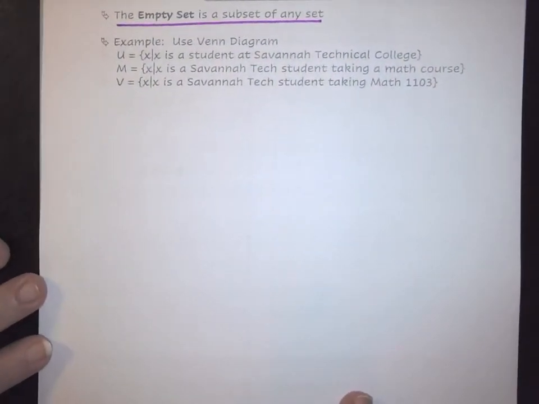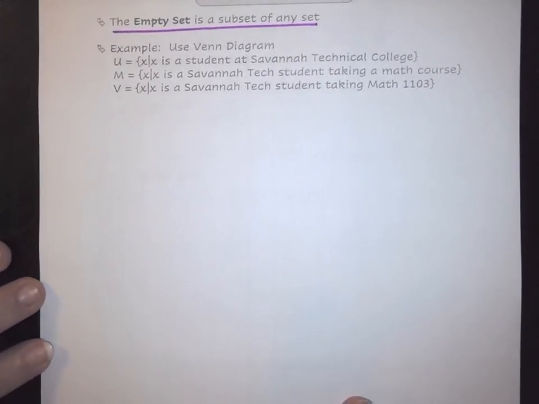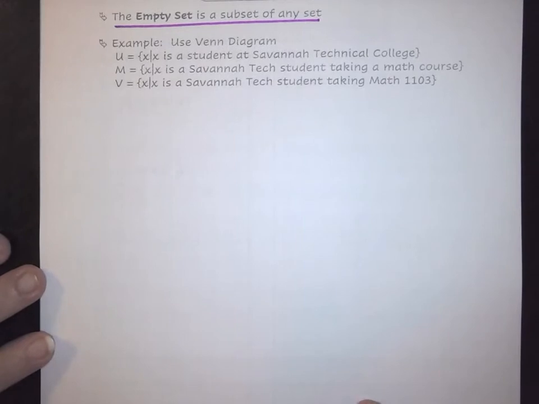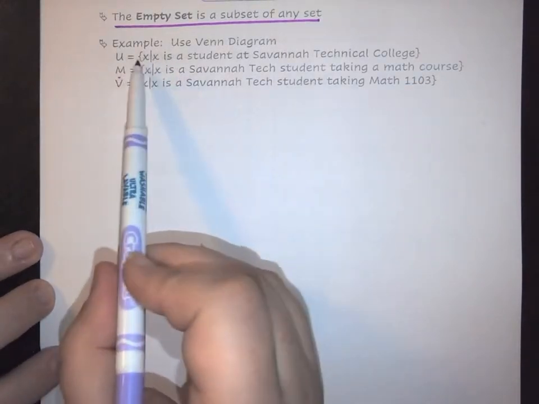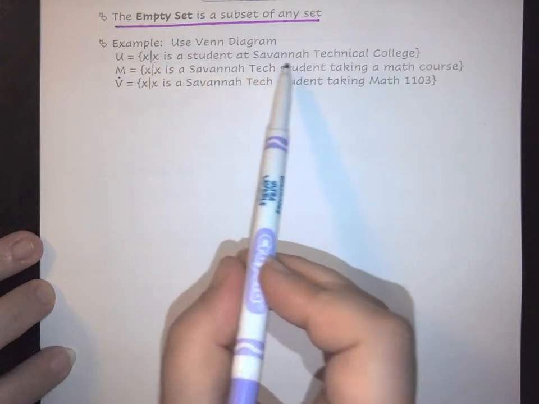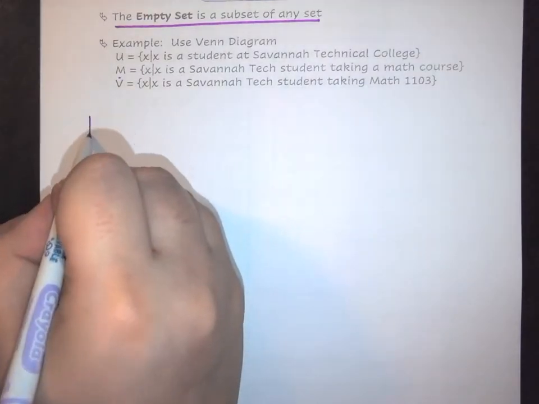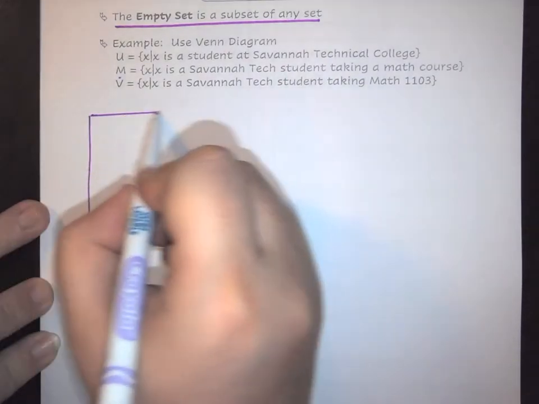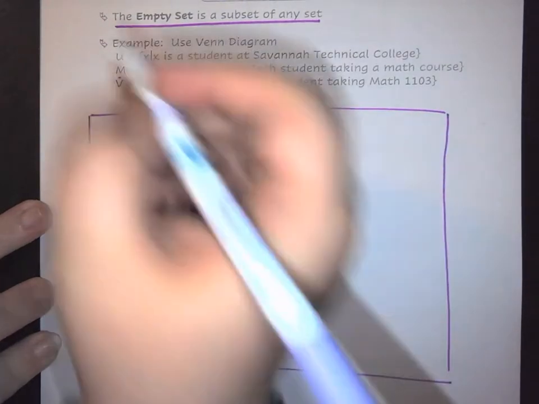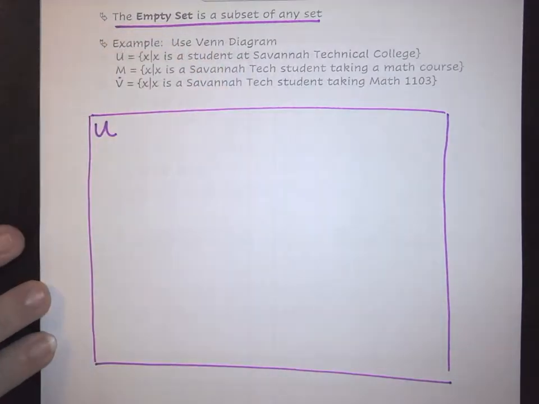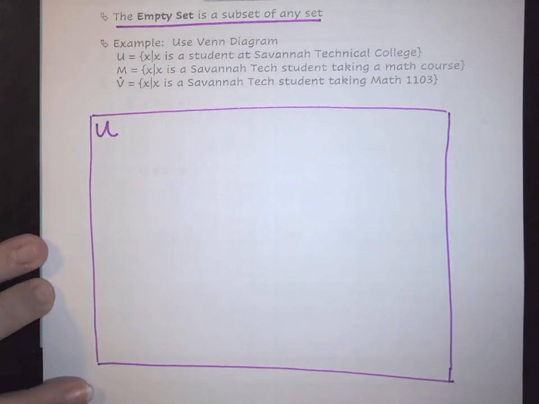Now, we can use a thing called Venn diagrams in order to take a look at subsets. So we have that U is the following: X such that X is a student at Savannah Technical College. So here you would draw your universal set, which is going to be a big old box, and you're going to put a U in the upper corner. So this big old box represents all students at, say, Savannah Technical College.